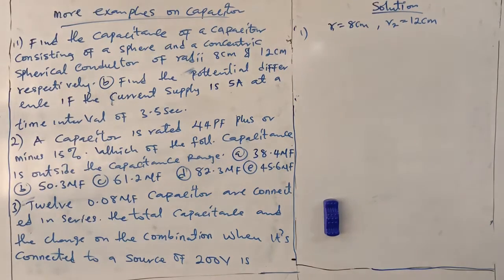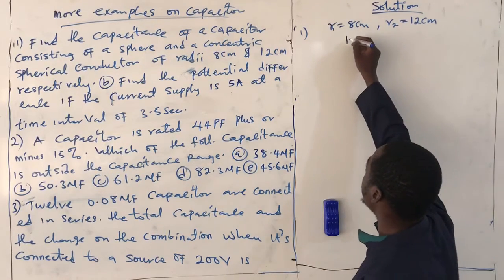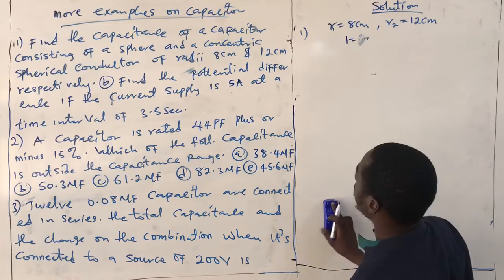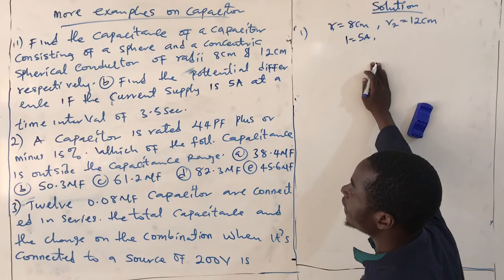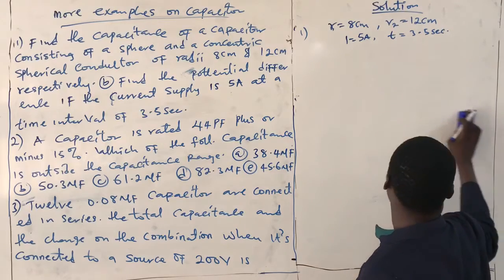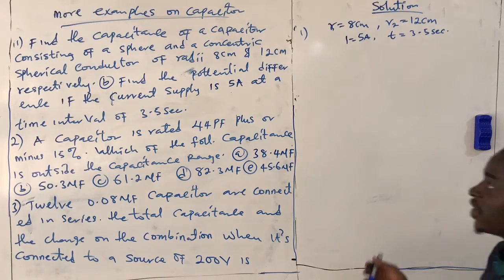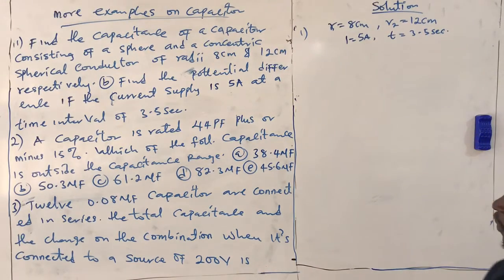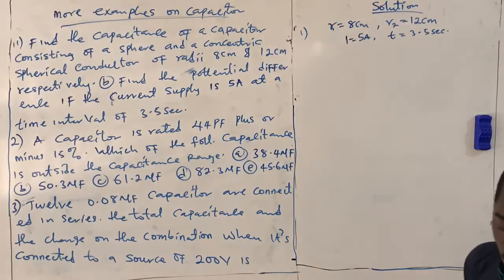Also, in question B we are asked to find the potential difference if the current supply to this source is 5 amperes, at a time interval of 3.5 seconds. Now, what are we going to do? Here we have to think of the derivation we've done earlier. For a capacitor of concentric spheres, we have the formula C equals 4 pi E naught times B minus A over AB.